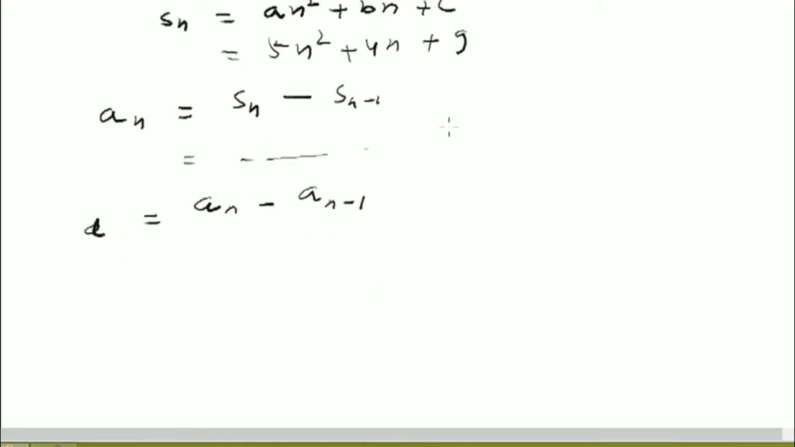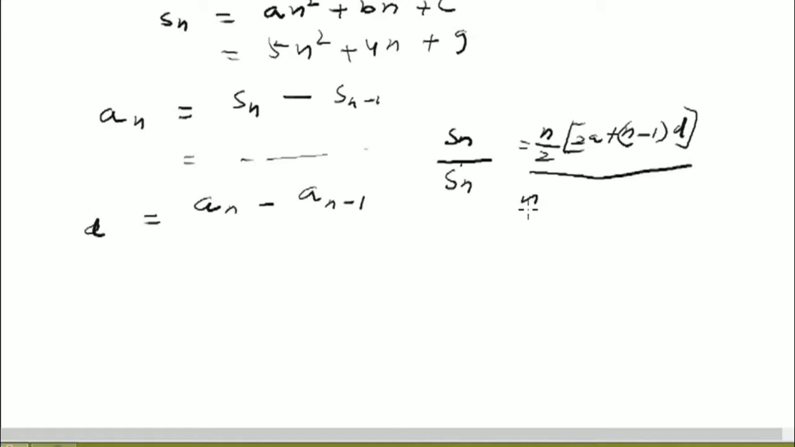So it's given that the sum of n terms of two APs is given: n by 2 (2a plus (n minus 1) into d) divided by the sum of n terms of the second AP as n by 2 (2A plus (n minus 1) into D). You can write capital A here because this is another AP.